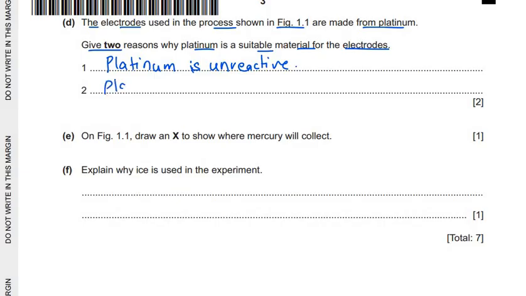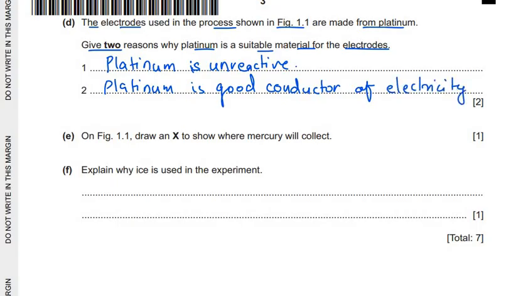Another thing is that whatever material we use for an electrode should be a good conductor of electricity, then only it can act as a conductor. So here we write: platinum is a good conductor of electricity. That's one of the necessities for any material to be used as an electrode. Okay. In E, on figure 1.1, draw an X to show where mercury will be collected.